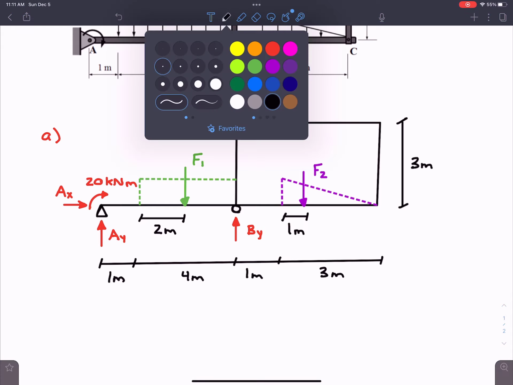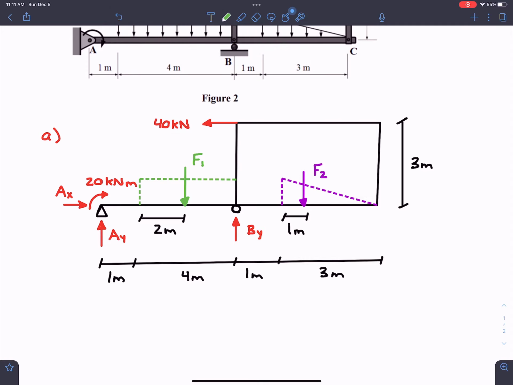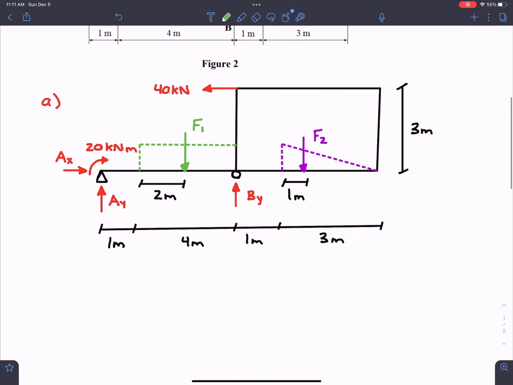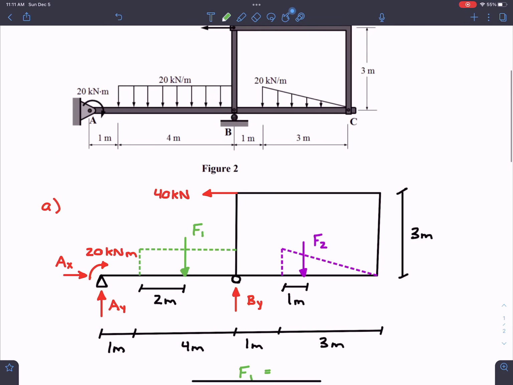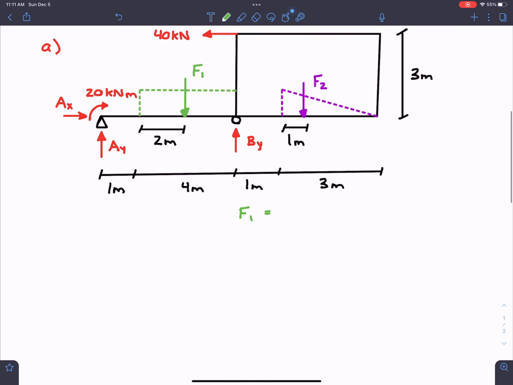Now the last thing that we should technically do is describe what F1 and F2 are. If we look at F1, we can express it in kilonewtons as a concentrated force just by taking the magnitude of the distributed load, in this case 20, and multiplying it by the length it acts over, which is 4. So 20 times 4, we end up with 80 kilonewtons. So I'm going to come down here: F1 is equal to 80 kilonewtons.